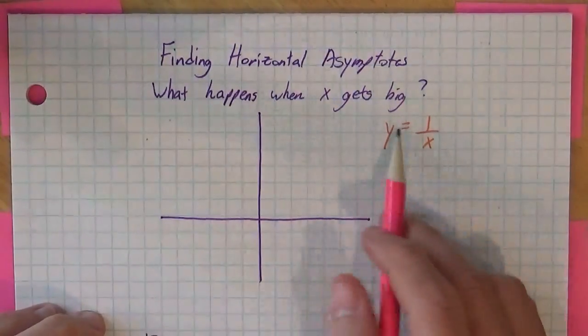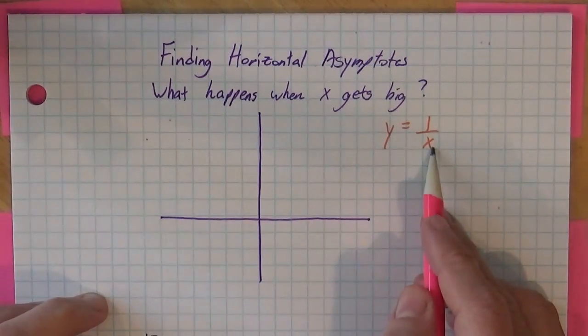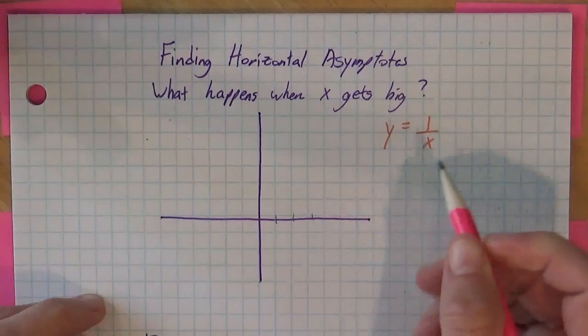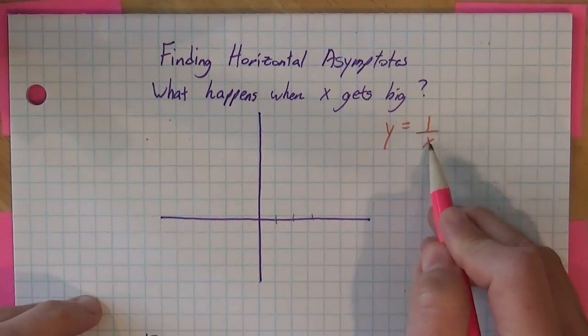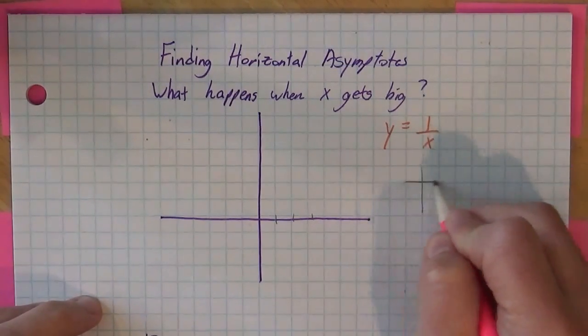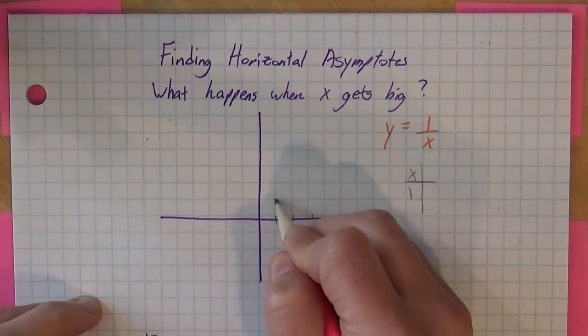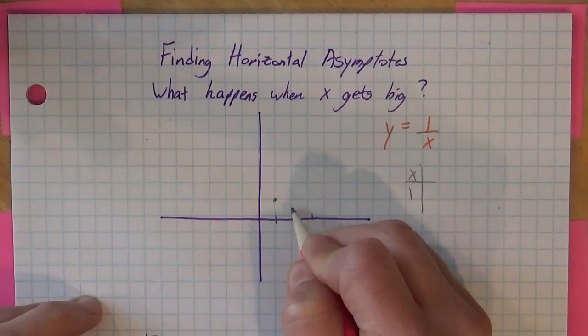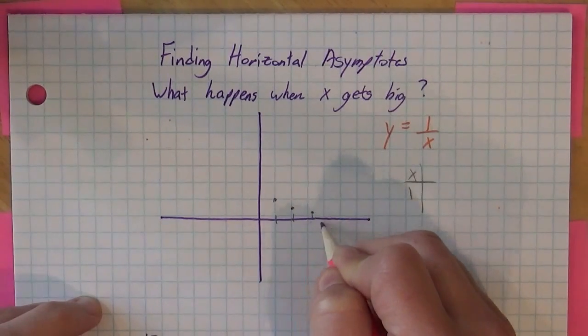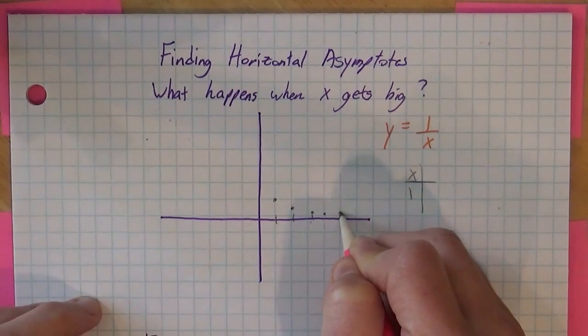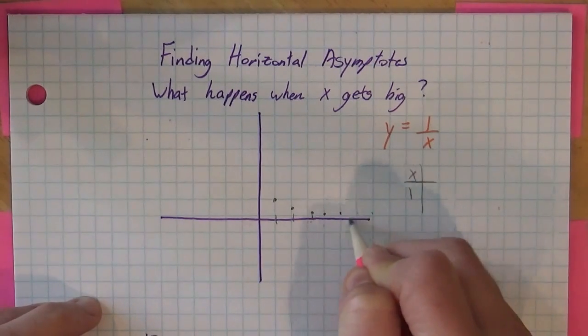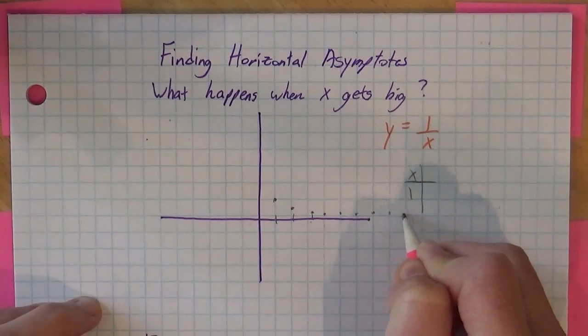So we're just going to take a classic example, y equals 1 over x, and we're going to plug in some values and see what happens. If I plug in 1 for x, I get 1 over 1 is 1, 1 over 2 is a half, 1 over 3 is a third, 1 over 4 is a fourth, 1 over 5 is a fifth, 1 over 6, 1 over 7, 1 over 8, 1 over 9.